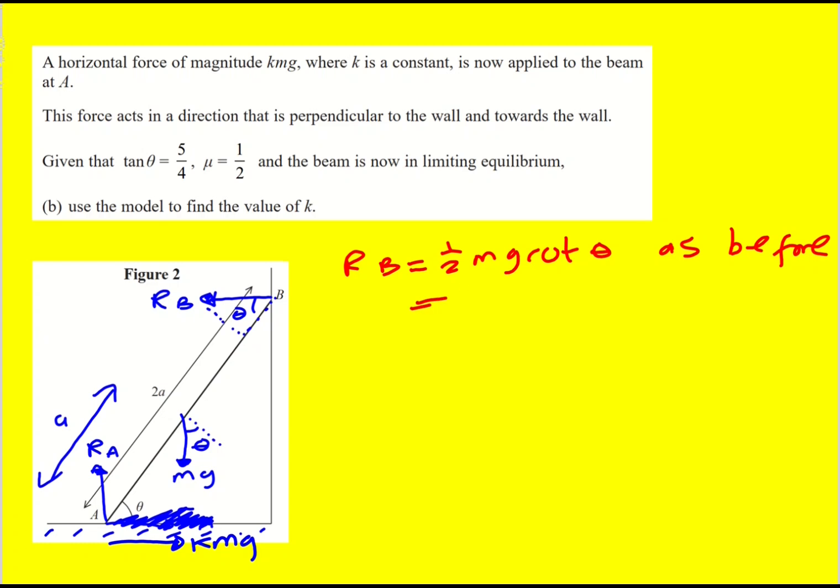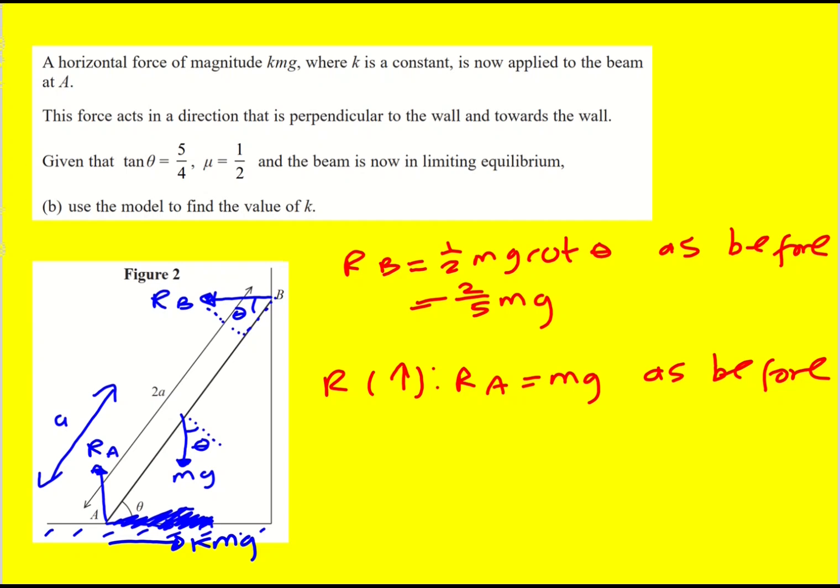But I can work out what it is, because if tan theta is 5/4, then cot theta is 4/5. And 4/5 times a half becomes 2/5. So it's going to be 2/5 mg. If I look vertically, I'm going to get that RA is equal to mg as before. Okay, but I can't just say that the friction is equal to 2/5 mg. But what I can do is bring in the friction because it's in limiting equilibrium. It's going to equal mu times RA this time, and hence it's going to be a half mg, because mu is a half.